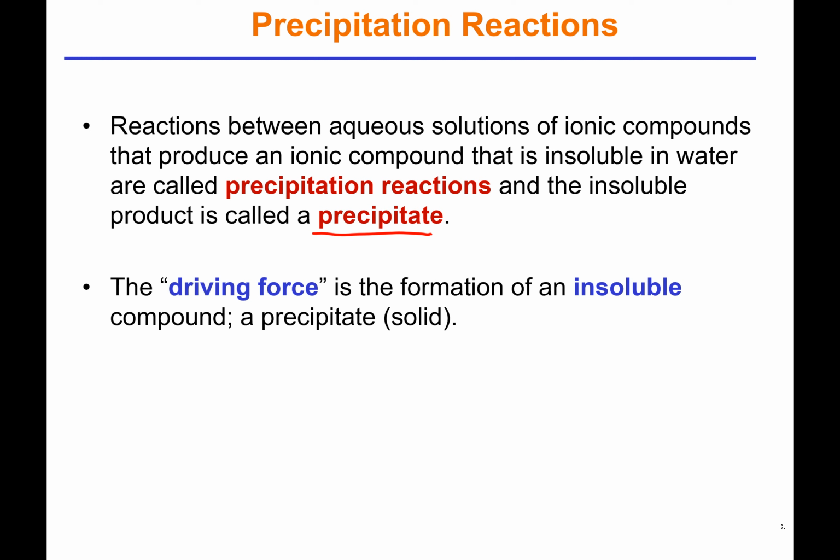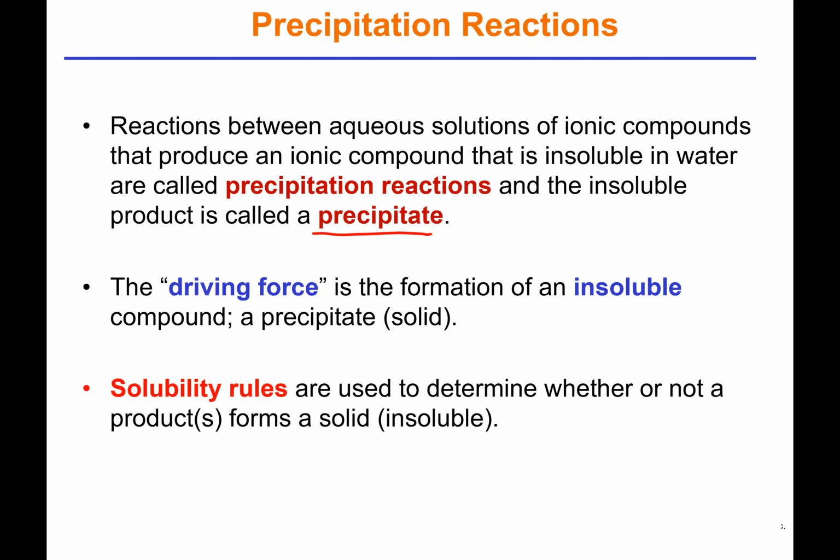Again, without that, all I have is solution. So if I have, say, a positive ion plus a negative ion plus a positive ion plus a negative ion gives me positive plus negative, etc., well, then I haven't actually formed anything. So I have to have something that's insoluble to actually form my reaction, and that's my driving force. Okay, so your solubility rules are used to determine whether or not the products that form are insoluble or not, of course.